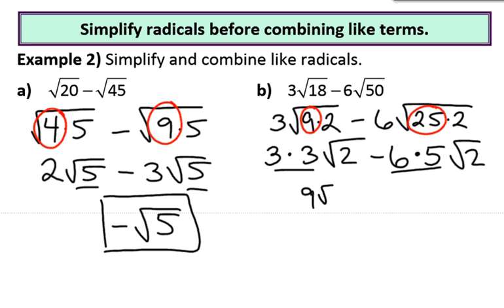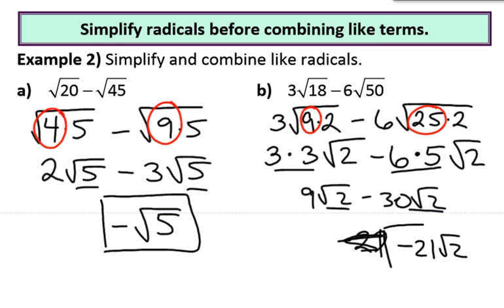Oh, hold on, sorry. That all deleted. There we go. So now we have not perfect squares, like squares of root 2. So 9 minus 30 would be negative 21, root 2. Okay, so that's how you use your operations with your radicals.